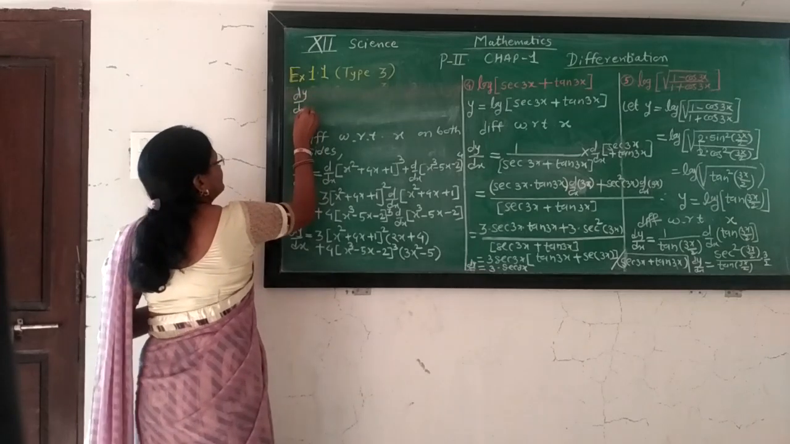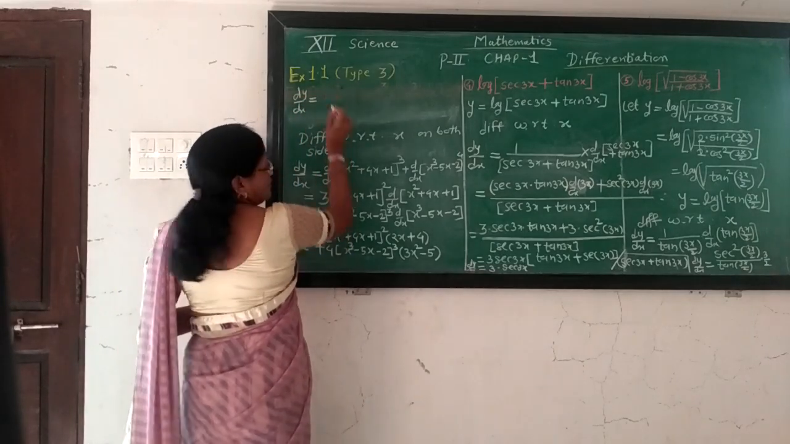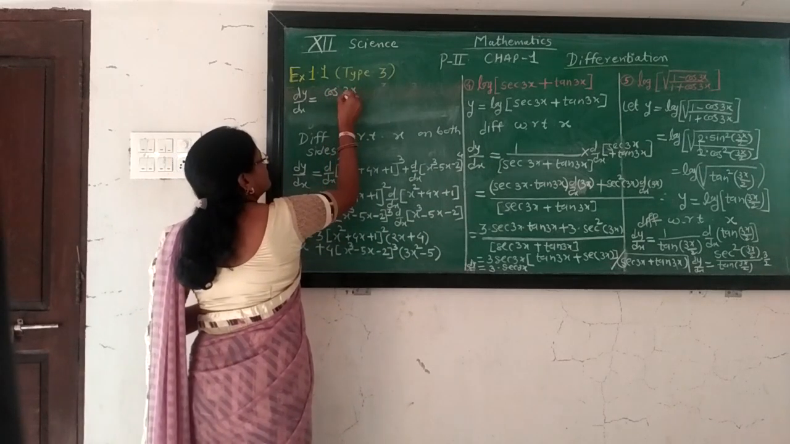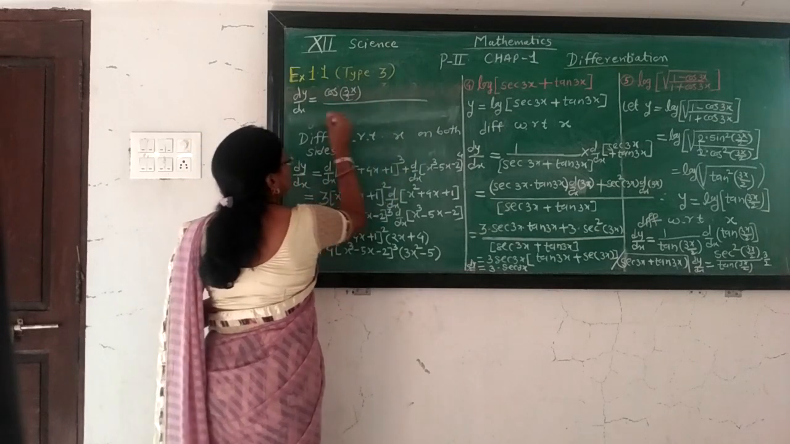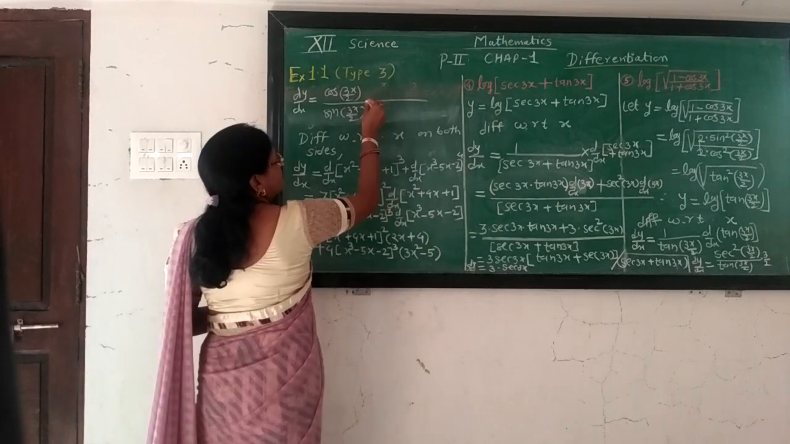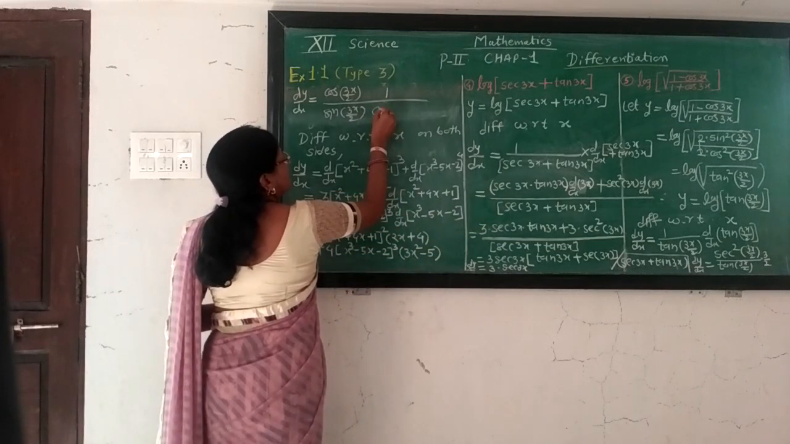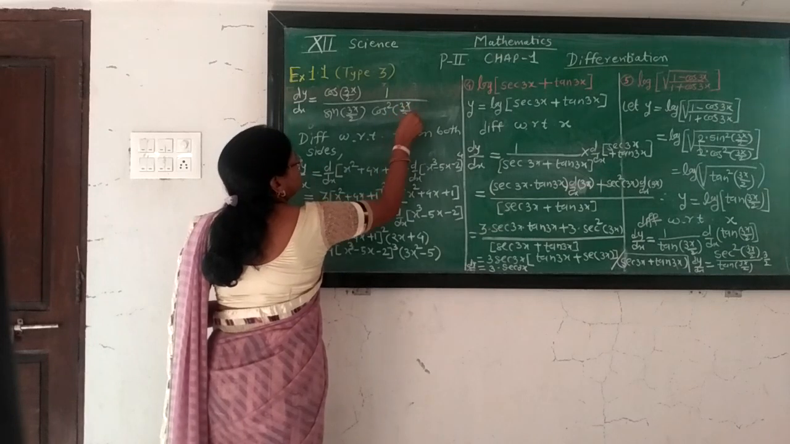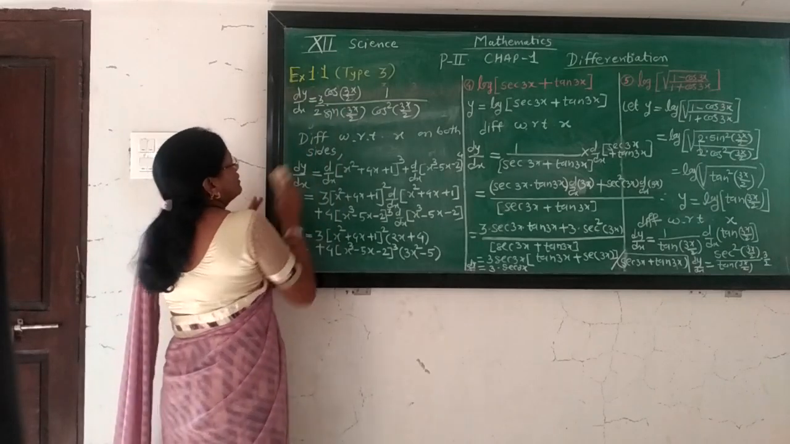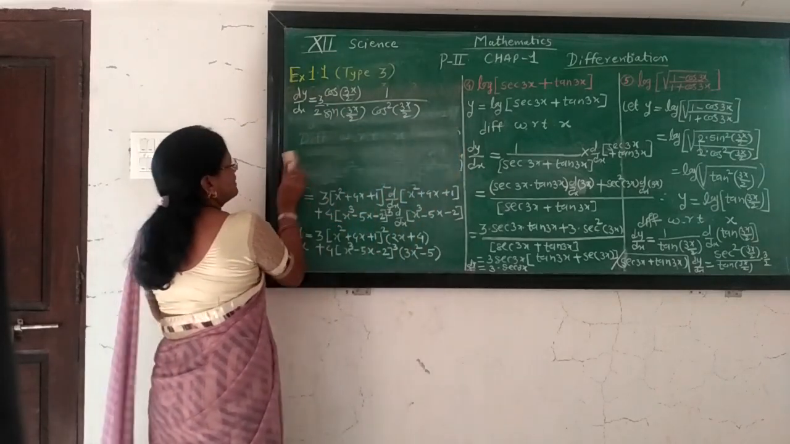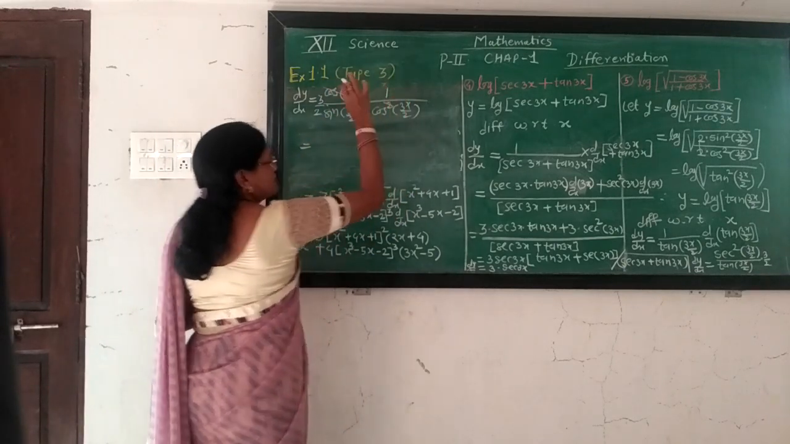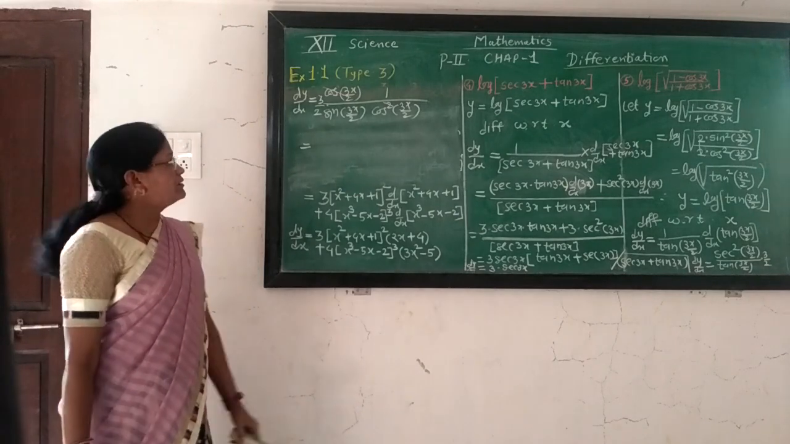So dy by dx is equal to 1 upon tan 3x by 2. We can write this as cot 3x by 2, which is cos 3x by 2 upon sin 3x by 2. Now multiplying by sec square 3x by 2, meaning 1 upon cos square 3x by 2, and lastly multiplying by 3 by 2. For the simplification, one cos 3x by 2 cancels with one cos 3x by 2 in the denominator.